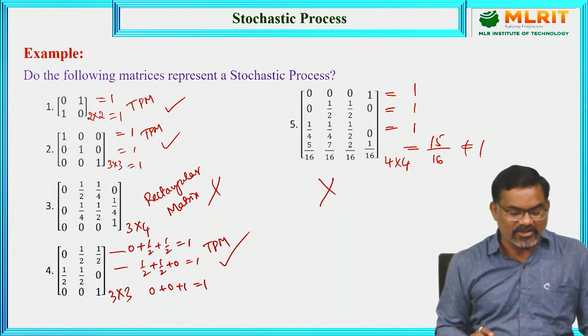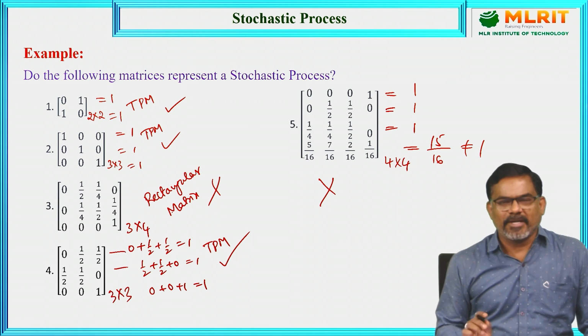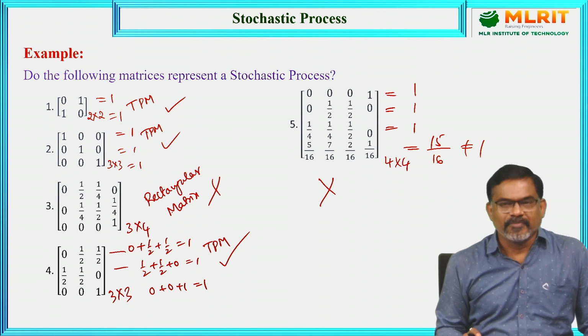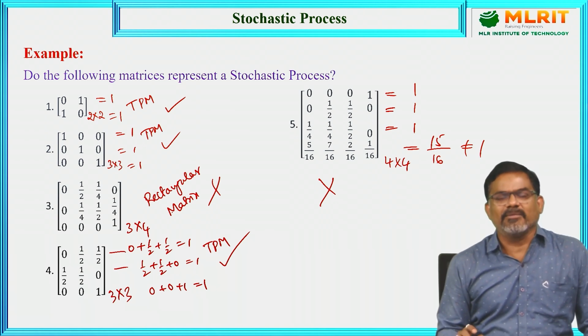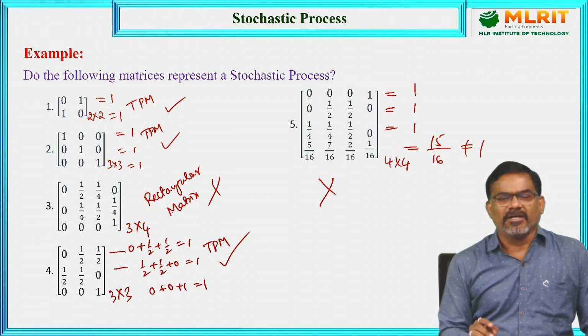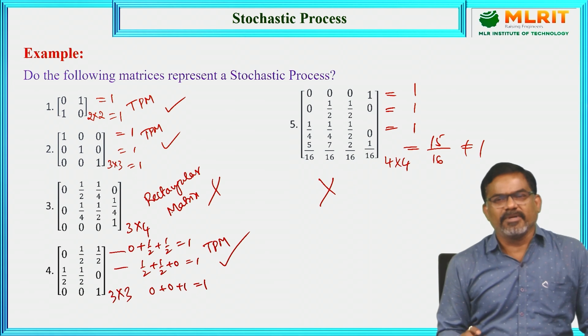Like this, we can check whether the given matrix represents a stochastic process or not. For that, we need to check whether the given matrix is a transition probability matrix or not. And a transition probability matrix must be a square matrix, and all the elements must be non-negative and must be between 0 and 1. And the last condition is that the sum of all the elements in any row must be unity.